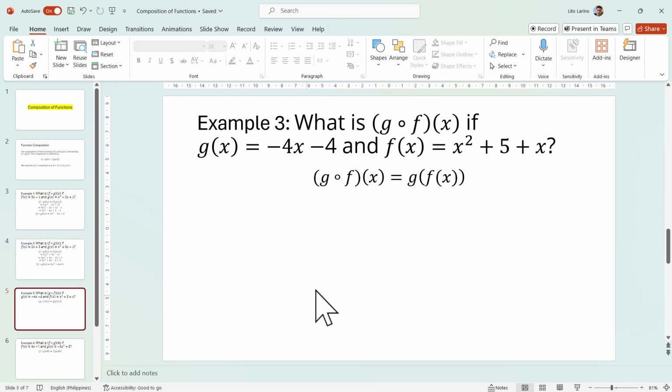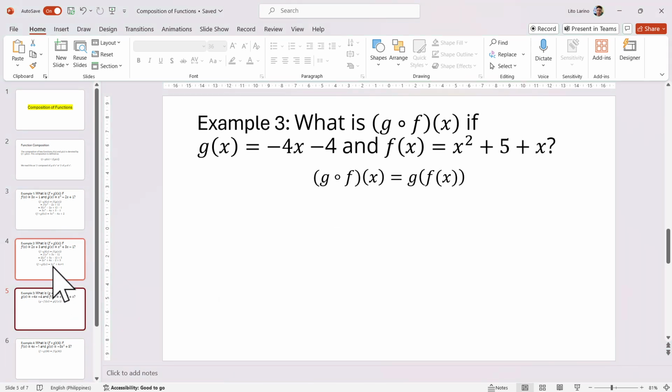Let's have example 3. Now, we have g here and then f here. So g composed of f of x, and g of x is equal to negative 4x minus 4, and f of x is equal to x squared plus 5 plus x.